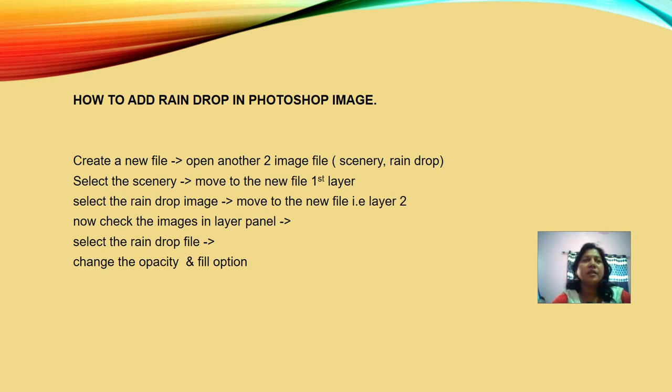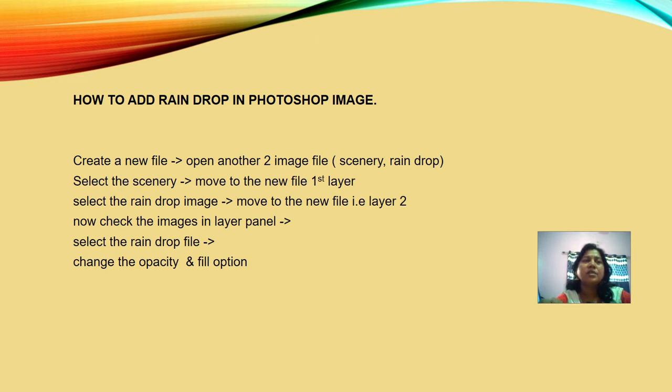Then select the scenery file and move it to the new file, that is on your first layer. Then select the raindrop image file and move it again to that same new file. As this is placed above the old scenery, it is placed in layer number 2. So on layer number 1 the scenery is there, and on layer number 2 the raindrop is there.